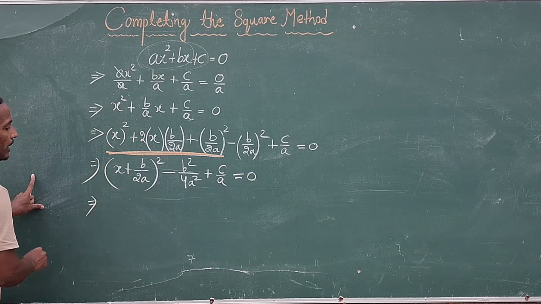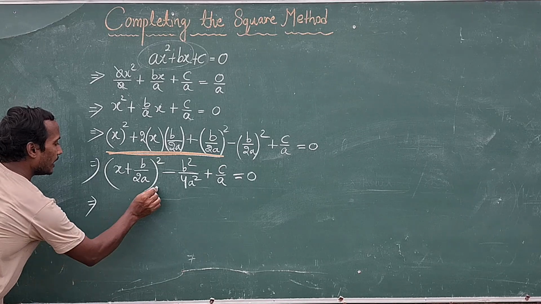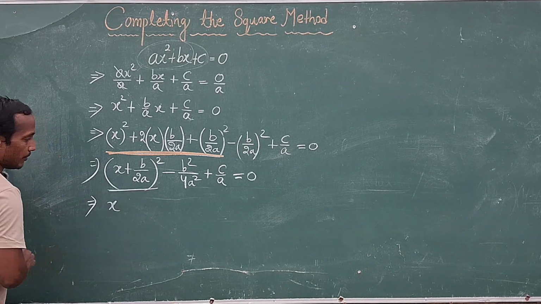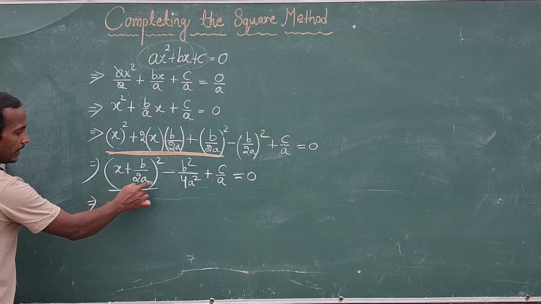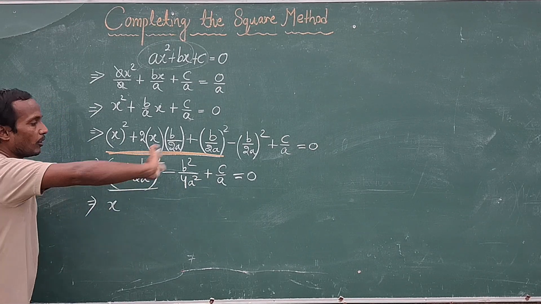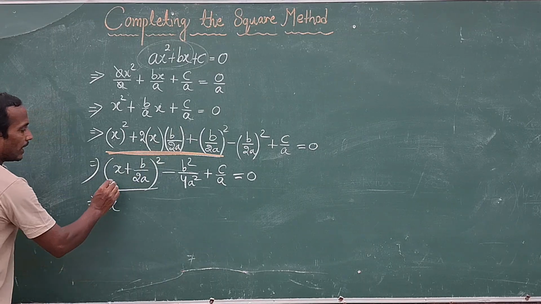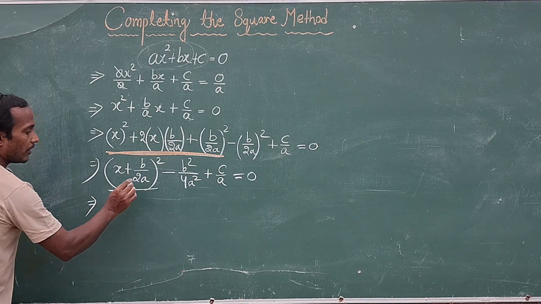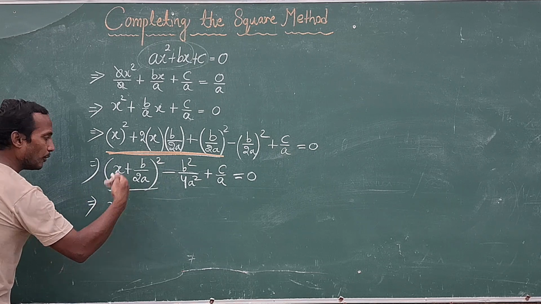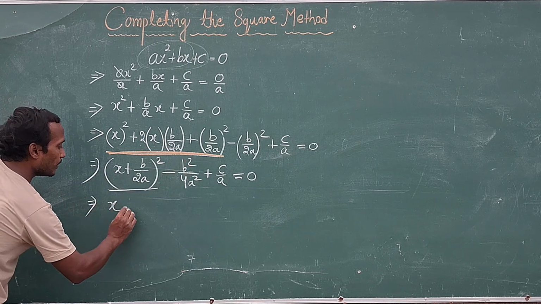In the next step, what shall I do? I shall keep this part on the left side because this contains the variable x. b, a and c are our real numbers, so I shall try to push them all to the right side. I will keep only x on the left side. Now this square I will keep on the left side, and slowly, one by one, I will shift everything to the right side.